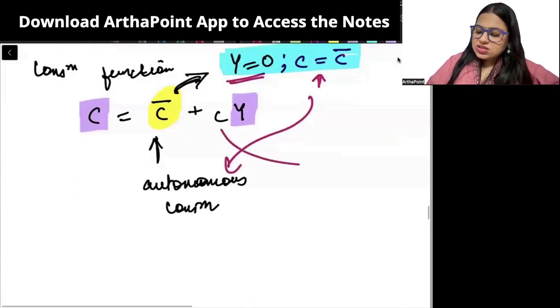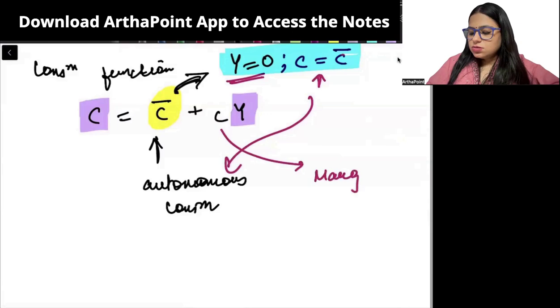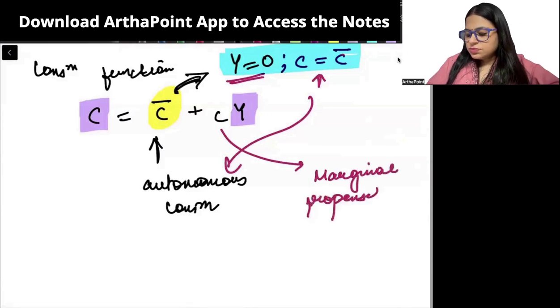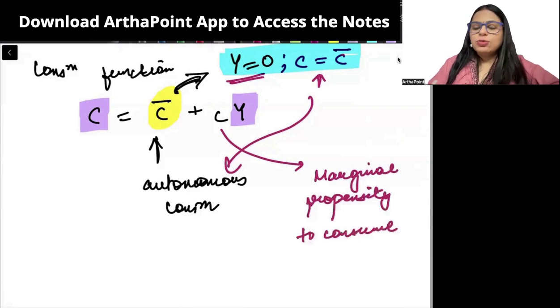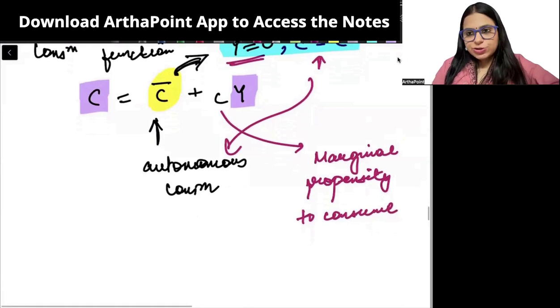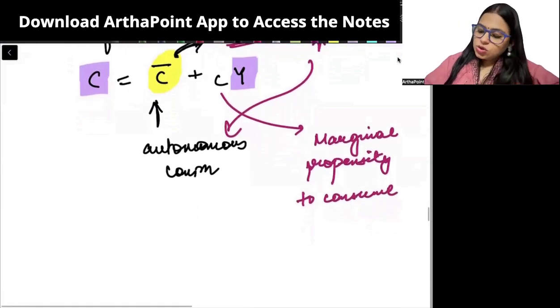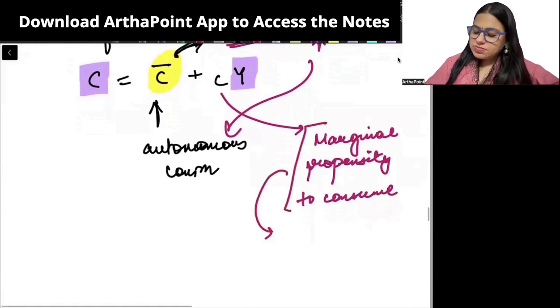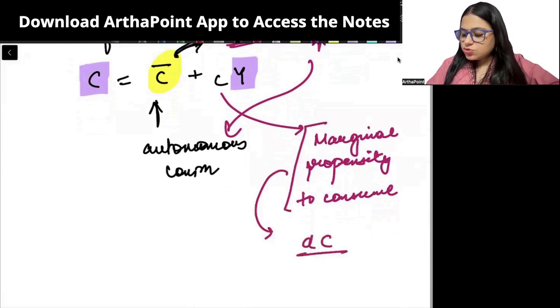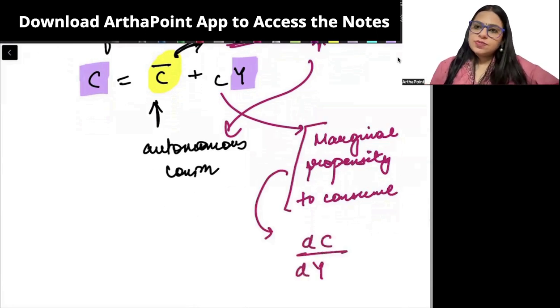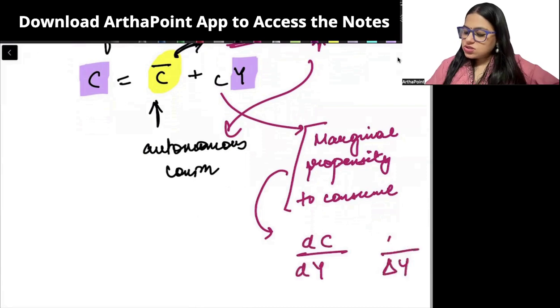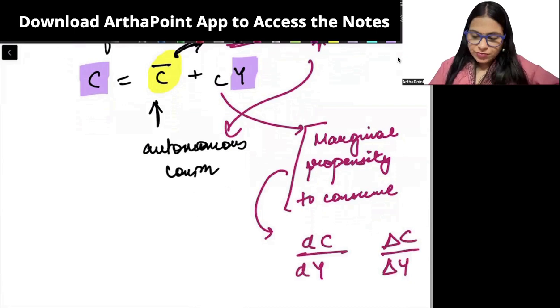And this small c is called marginal propensity to consume. क्या बोलते हैं इसको? It is called as marginal propensity to consume. तो marginal propensity to consume basically क्या है कि how consumption changes as income changes. जब income change होगा तो consumption कैसे change होगा? This is marginal propensity to consume.